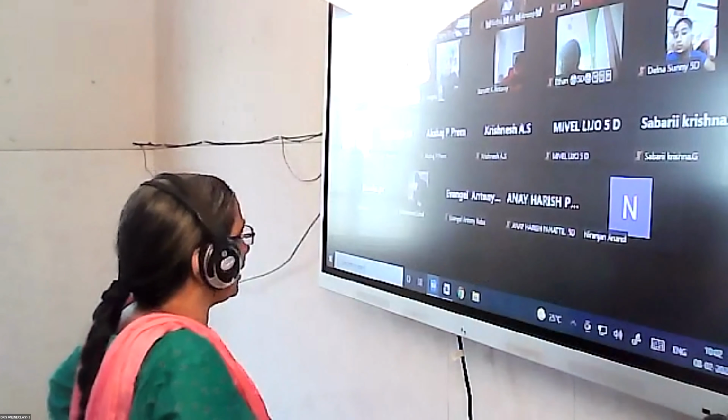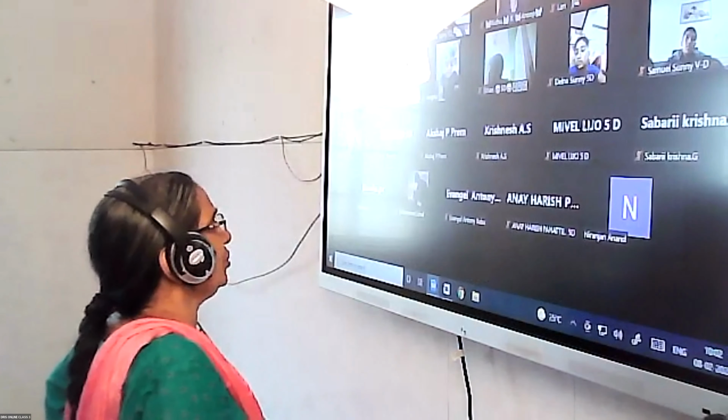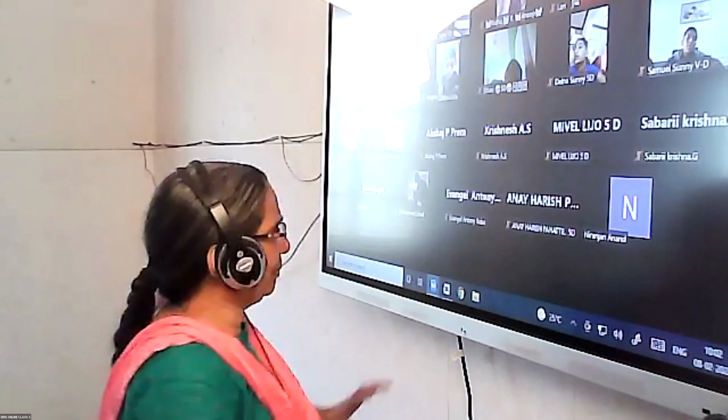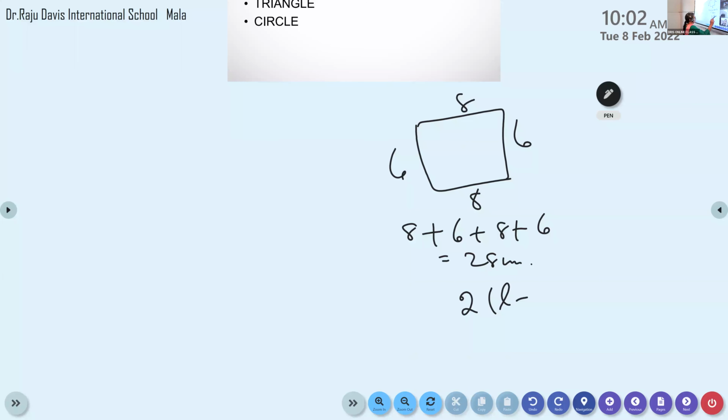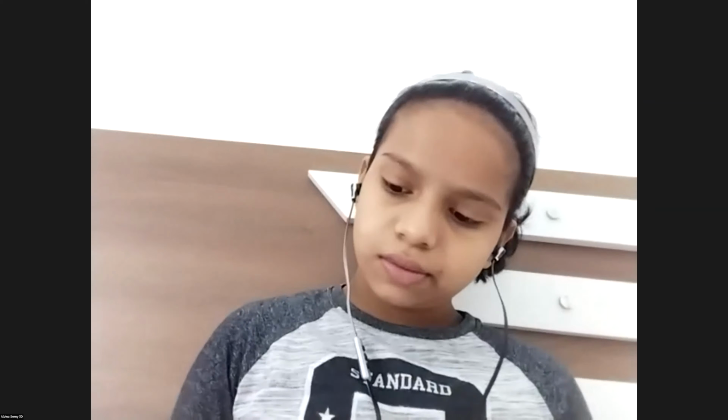Instead of calculating this for a rectangle, you can use one formula for finding the perimeter of a rectangle, and it is called 2 into L plus B. That is the formula for finding the perimeter of a rectangle. 2 is a constant. Length and breadth you should add. Any doubt?